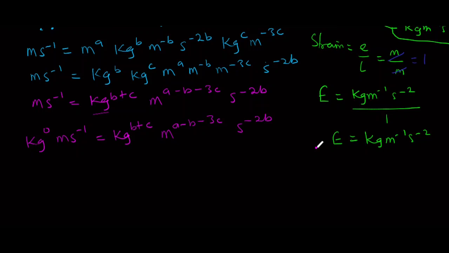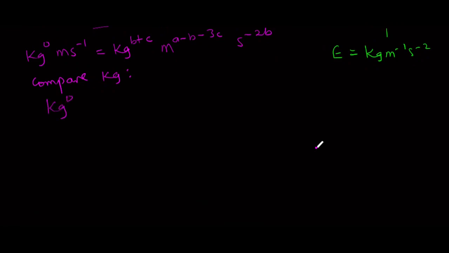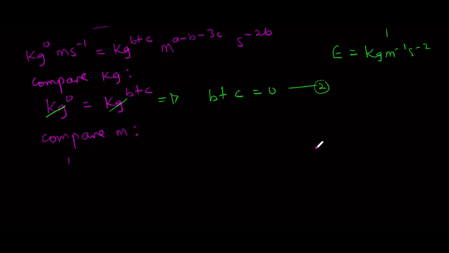Now we can apply the principle of dimensional homogeneity, whereby the left hand side equals the right hand side. Let's compare kilogram on both sides. Kilogram raised to power 0 equals kilogram raised to power b plus c. In that case, we are left with b plus c equals 0. Equation 2. Let's compare the meter on both sides as well. The meter on the left hand side is meter raised to power 1.